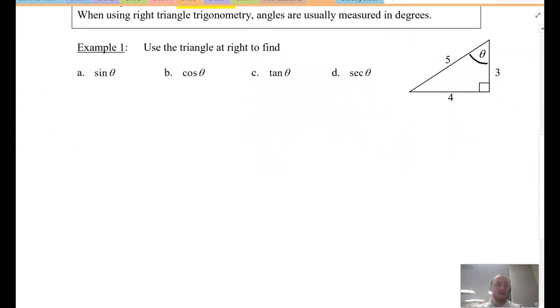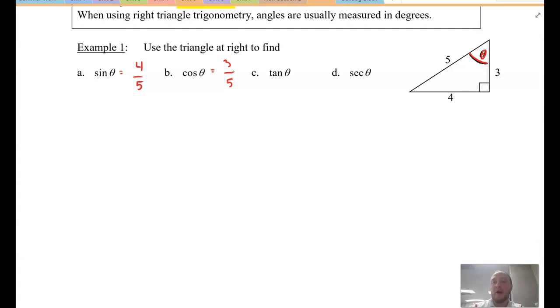Here we have a right triangle, and theta is placed in this corner. So that's very, very important to know, like what angle are we talking about? They want sine of theta. Well, sine of theta, that is opposite over hypotenuse. So 4/5. Very easy, right? Cosine of theta, well, that's the side adjacent over hypotenuse. So 3/5.